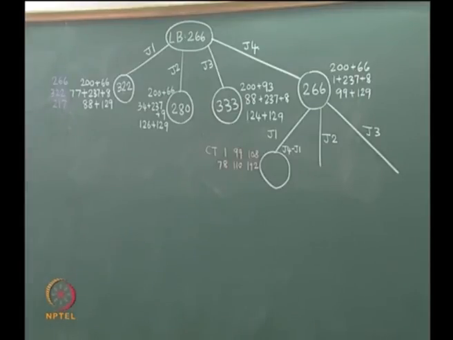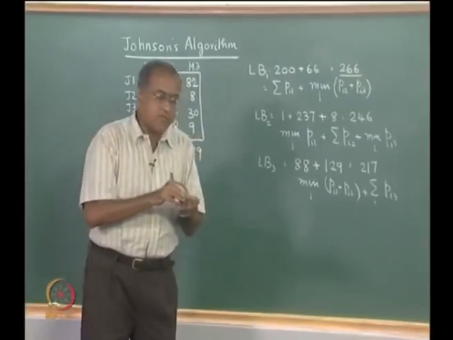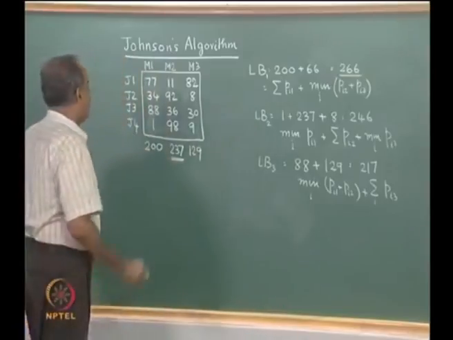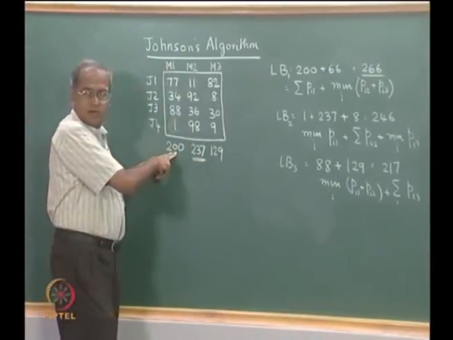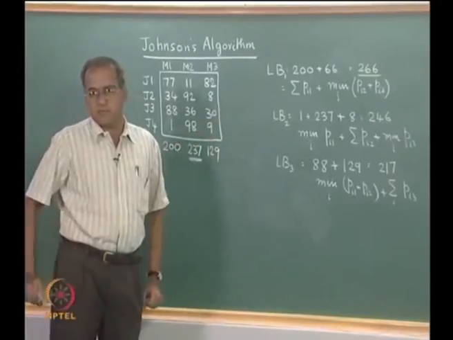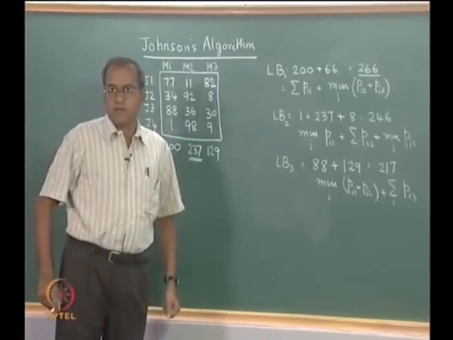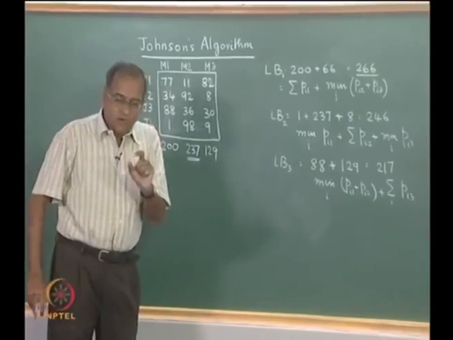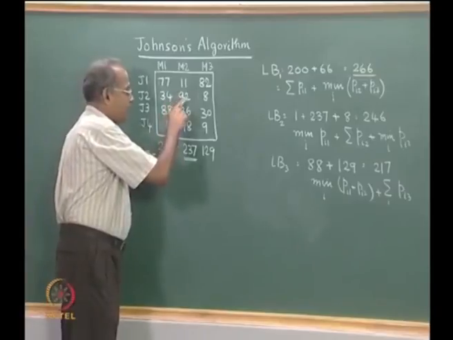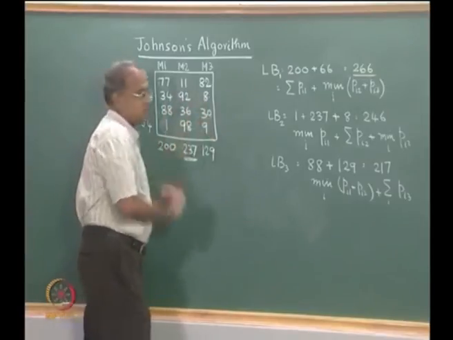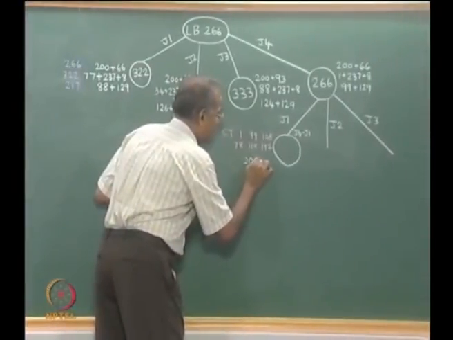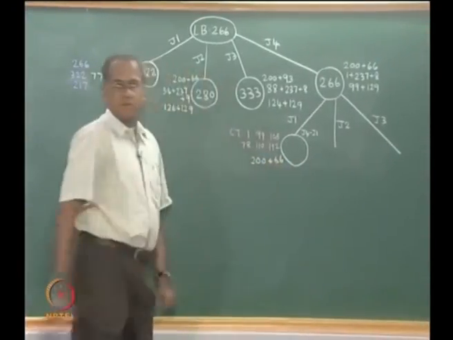Now we have to find out the 3 lower bounds corresponding to the 3 machines. So corresponding to M1, the minimum time is 200. Already 4 and 1 are fixed, 2 and 3 are remaining. So of 2 and 3, only one of them can be the last job. So we take the minimum of 66. So the first lower bound still remains as 200 plus 66.